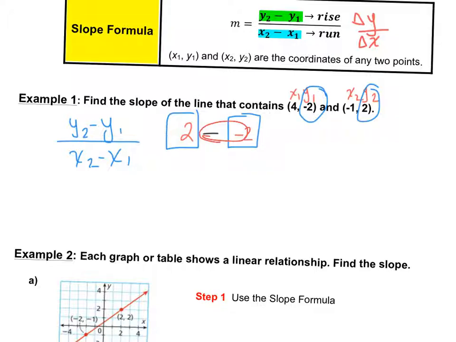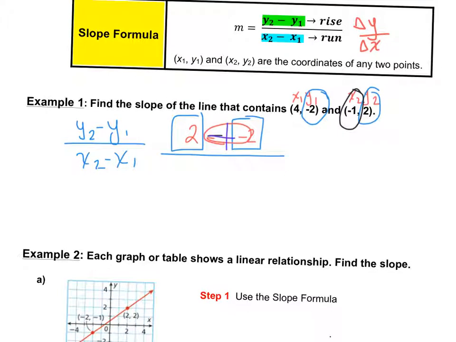this becomes a positive, over x2, which is my negative 1, minus x1, which is 4. And you get 2 plus 2, which is 4, over negative 1 minus 4, which is negative 5. That slope is considered to be negative 4/5.